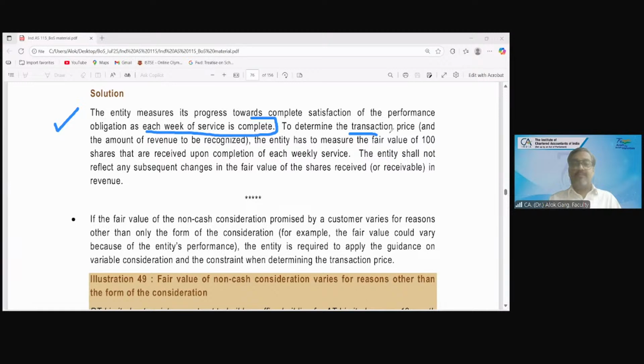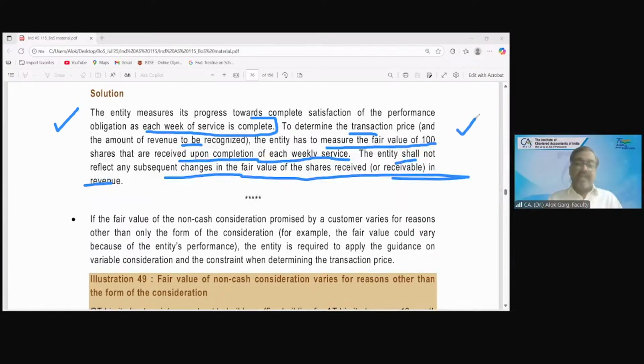To determine the transaction price, and of course the amount of revenue to be recognized, the entity has to measure the fair value of 100 shares that are received upon completion of each weekly service. Fair value of 100 shares. The entity shall not reflect any subsequent changes in the fair value of the shares received or receivable in the revenue, right? Is that clear? So at the time of transfer of the services, the entity needs to look at the fair value of the shares received. This will become the transaction price and this will become the revenue.